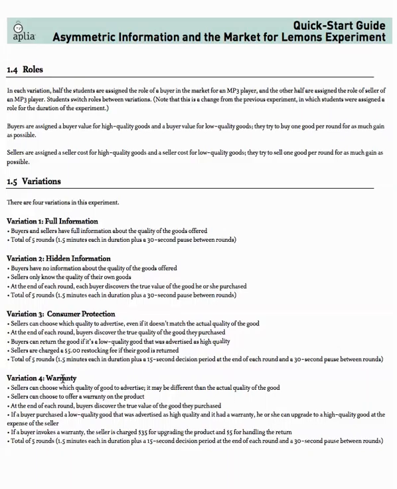The final variation is the warranty variation. In this case, sellers can choose which quality of a good to advertise. It may be different than the actual quality of the goods. Sellers can choose to offer a warranty on their product. At the end of each round, buyers discover the true value of the good they purchased. If a buyer purchased a low-quality good that was advertised as high quality and it had a warranty, he or she can upgrade to a high-quality good at the expense of the seller. If a buyer invokes a warranty, the seller is charged $35 for upgrading the product and $5 for handling the return. There's a total of 5 rounds, 1.5 each in duration, plus a 15-second decision period at the end of each round and a 30-second pause between rounds.